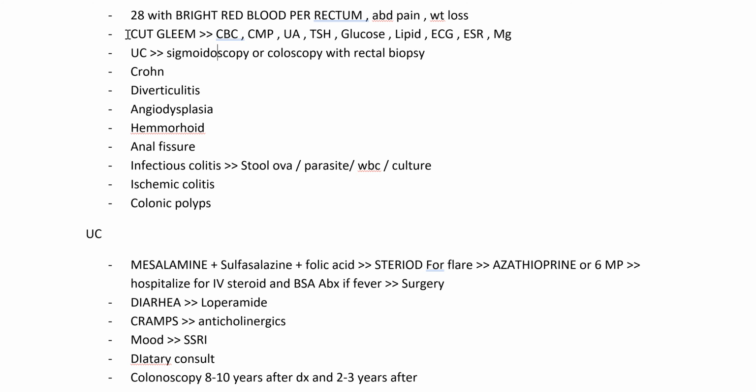So in a summary, we do cut gleam, sigmoidoscopy, stool, that's what we write, and then we give mesalamine, sulfasalazine, we give a steroid, loperamide, anticholinergic if there are cramps, and dietary consult. That's the main thing. Okay?